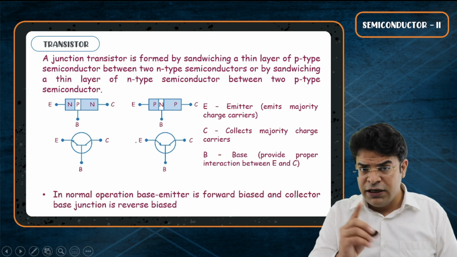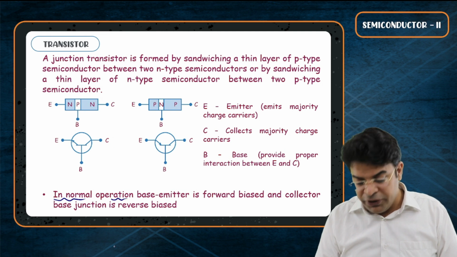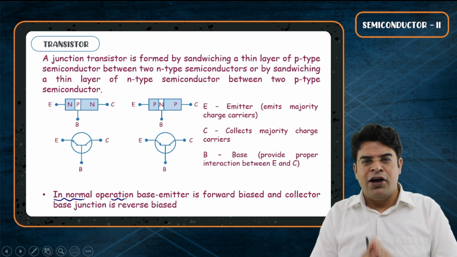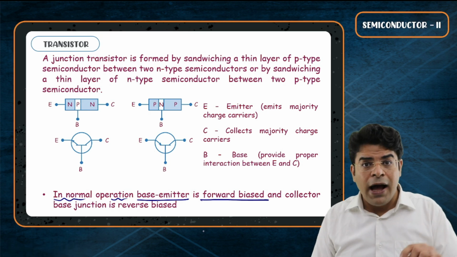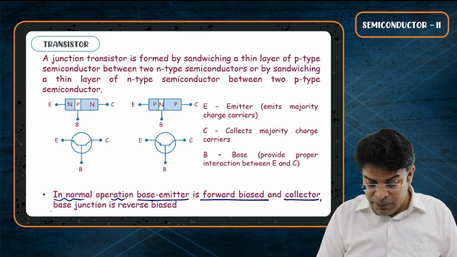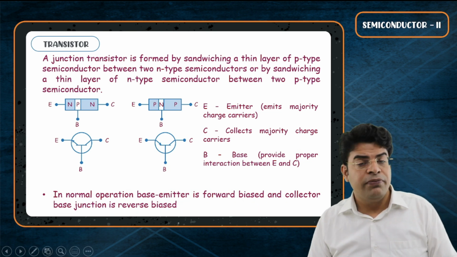Now, understand that in normal operation, for normal working of a transistor, the base emitter junction is forward biased, while the collector base junction is reverse biased.